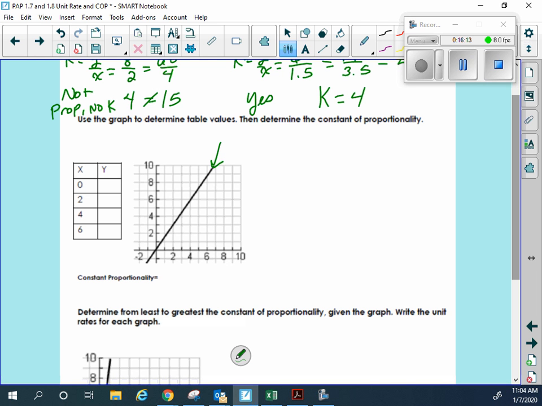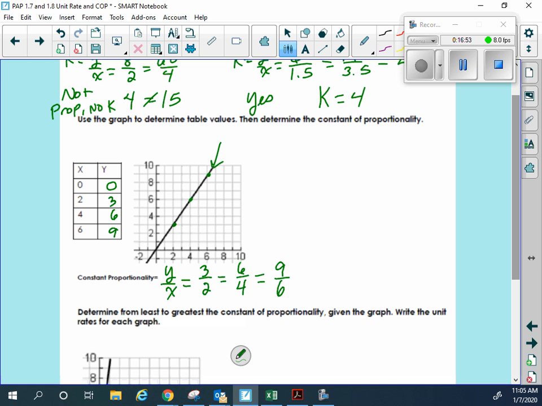Well, the first point is at 0, 0, and then it's at 2, 3, and then 4, 6, and then it's at 6, 9. Okay, there are our points. And so now, in order to figure out constant of proportionality, we have to do y over x for every point that we see besides 0, 0. So that means we're going to do 3 over 2, 6 over 4, and 9 over 6.